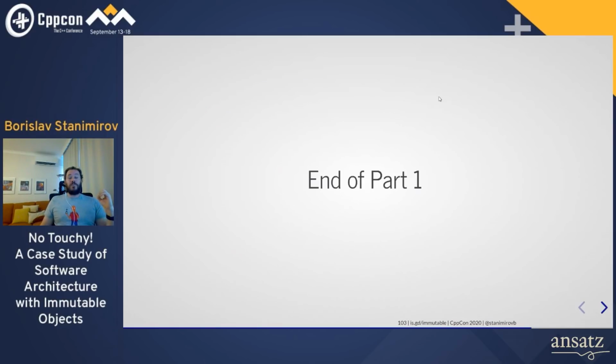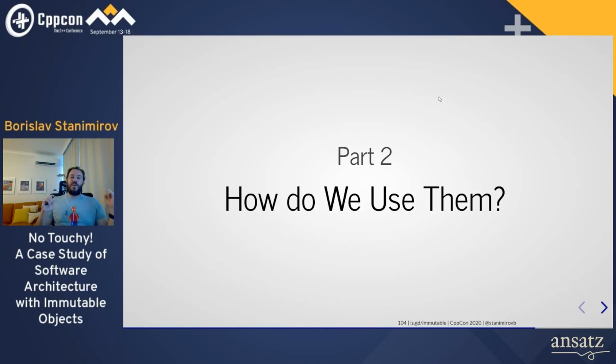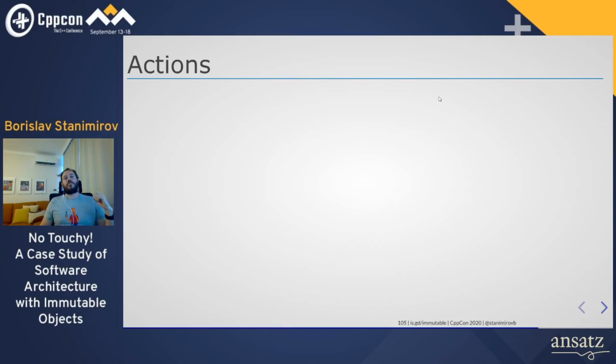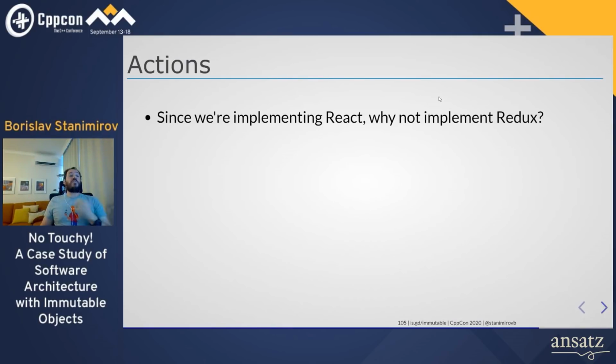And that's the end of part 1, but thanks to the fact that I skipped some slides, I can continue with part 2. And the thing is how we actually make use of these objects. And we have actions. So basically, since we're implementing React, we could also re-implement Redux. And Redux is a really simple library which works with many different types of web frameworks. And it's an immutable state library which helps you add an action to the state.